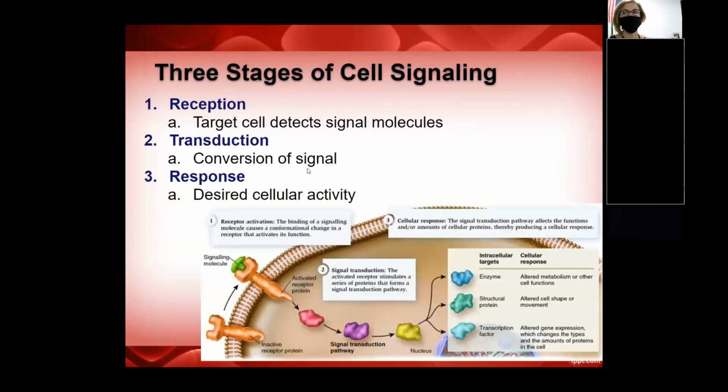So no matter what type of signaling you're using, there's three basic pieces. You have the reception, the transduction, and the response. And now that we've talked about it, they probably already make sense to you. The reception, the target cell detects the signal molecule. So typically you're going to have a receptor protein on the surface of the cell.